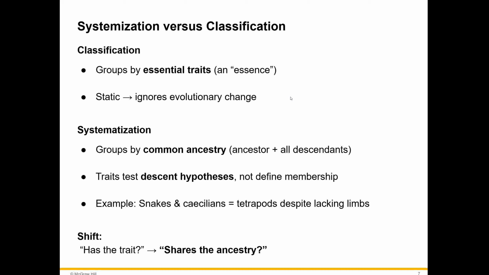Systemization, on the other hand, groups things by common ancestry. It tests descendant hypotheses. It does not try to define membership. So what this means is that systemization is concerned with who are your common ancestors. I say I'm related to a chimpanzee, and classification might say, well, we both have similar looking bodies, similar musculature, and so maybe that's why I'm related to an ape, because we have these similar characteristics. Systemization says, I share a common ancestry with an ape, and that's why we're related. It doesn't have to do necessarily with these essences, although you can use an organism's traits to figure out common ancestry. But systemization is what happens when you take classification and you add evolution onto it.